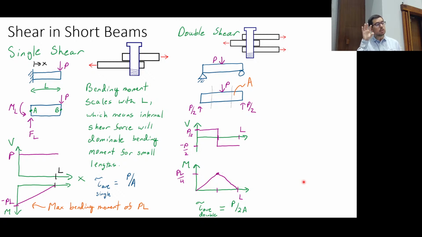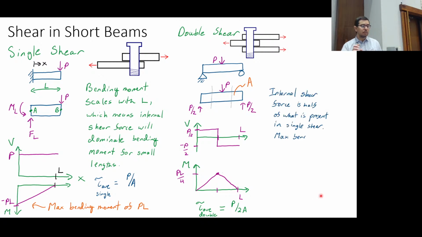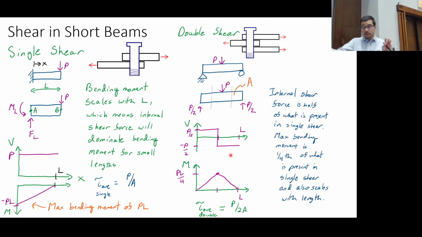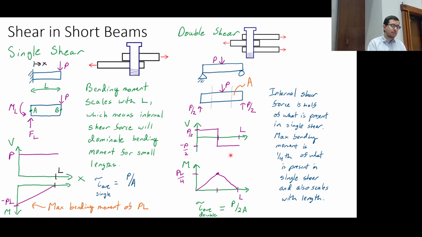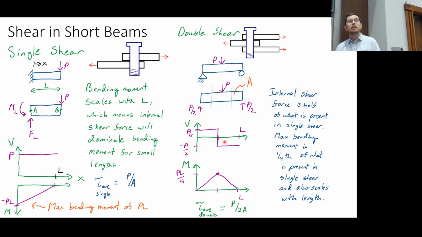Because with double shear, the internal shear force is probably going to be less than the bending moment that you have. So once again, when the bending moment is large, when we have lots of length, the bending stress is going to dominate failure. But for short beams, the shear stress dominates. Any questions? Any thoughts on this?